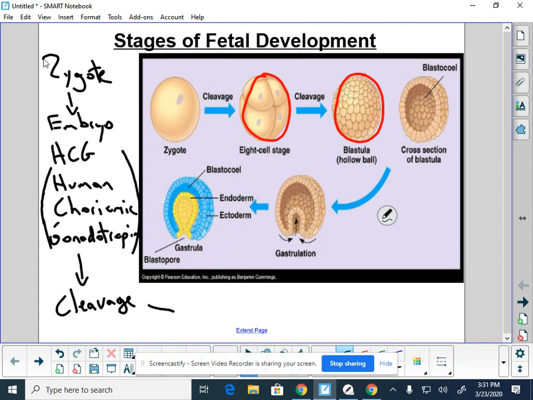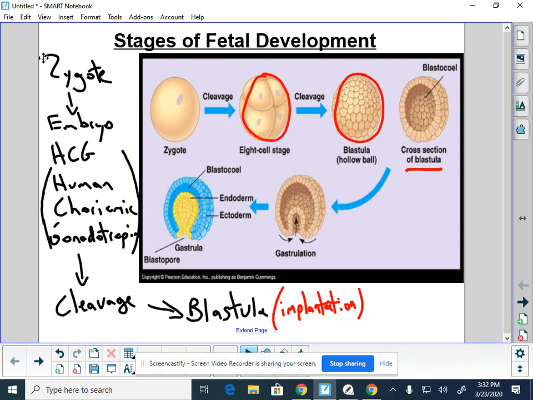From cleavage, the next stage is called the blastula stage. And the definition for the blastula stage, you can see it up here, is a hollow, fluid-filled ball of cells. It's the blastula stage where implantation happens. Implantation occurs approximately 1 week after the zygote forms, after fertilization. So it takes about a week for that zygote to move its way down the fallopian tube into the uterus and implant in the uterine lining. Again, every pregnancy is different, of course, so they average it to be about a week.